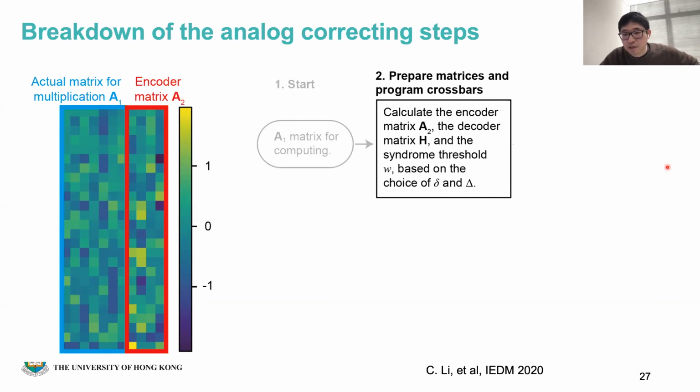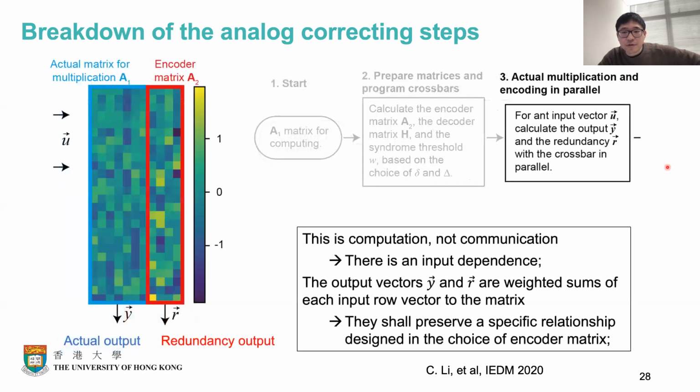I want to mention that the encoder matrix needs to be configured only once for a given matrix. After the encoder matrix is configured, we can use the matrix to multiply the input vectors, such as U, shown in this figure. As a result, the actual output vector Y and the redundance output vector R are generated at the same time. The output vectors are weighted sums of each input row vector of the matrix. Because of the design, the output shall preserve a specific relation designed in the choice of the encoder matrix, so that we can use some other scheme to detect errors.